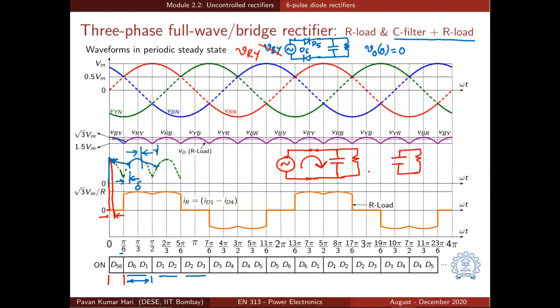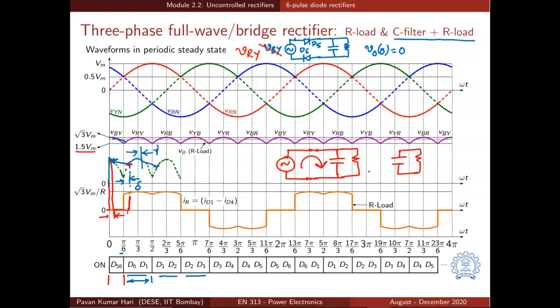Let us look at the current. Initially the current was huge because there is 0 voltage on one side and root 3 Vm on the other side. That is why the current was huge, and then the current was 0. Then it remained 0 till pi by 6 plus delta. Now the peak of current will be relatively smaller. Why? Because the capacitor is charged now and its voltage is almost close to root 3 Vm. It is definitely more than 1.5 Vm.